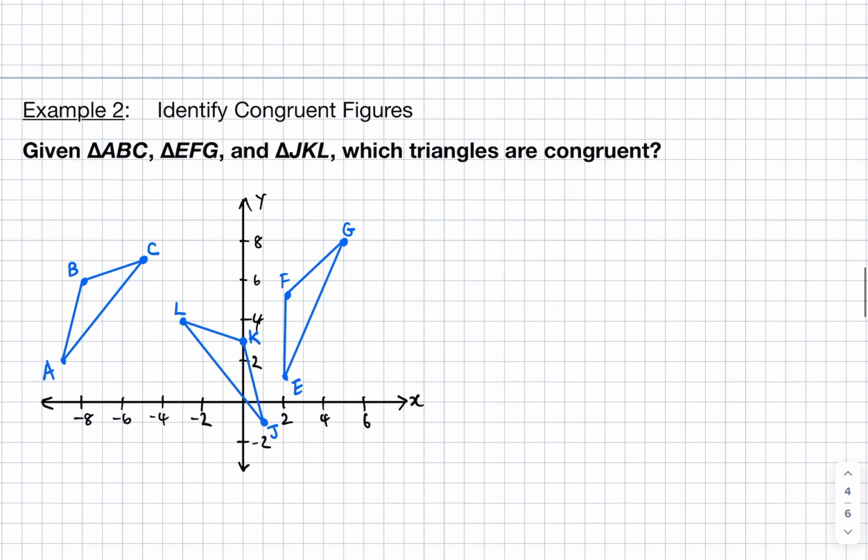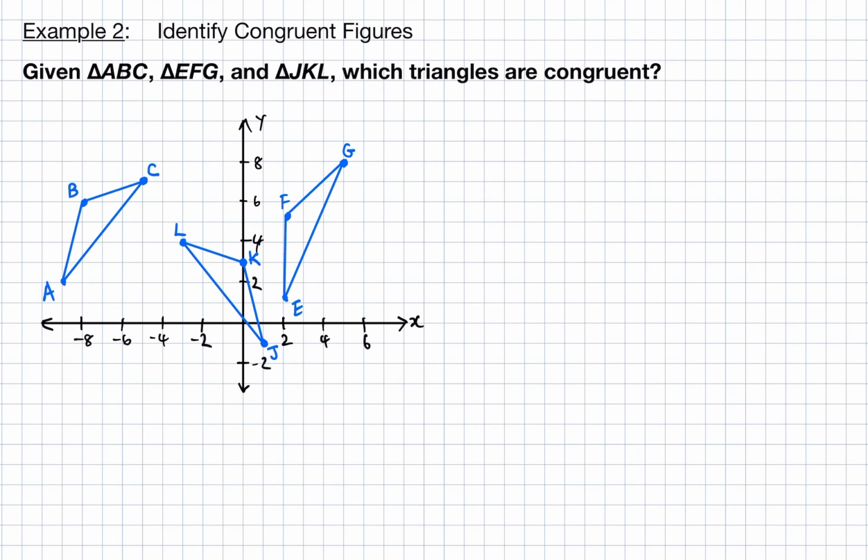Now let's go on to the next example. Okay, so now we're going to not verify, but identify congruent figures if they exist. So here's the question. Given triangles ABC, triangle EFG, and triangle JKL, which triangles are congruent? Okay, so on the surface, we see 3 triangles, and they all look pretty similar. But the question is, which ones are exactly the same?